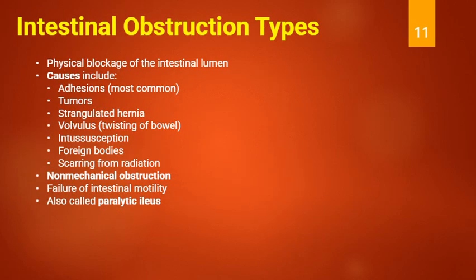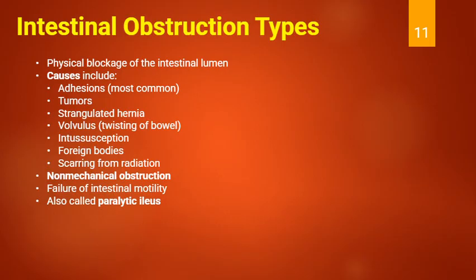There are two main categories of intestinal obstruction: mechanical and non-mechanical. A mechanical obstruction occurs when something physically blocks the intestinal lumen, which is the inside passageway of the bowel. Several conditions can cause this type of obstruction. The most common cause is adhesions, which are bands of scar tissue that develop after abdominal surgery, trauma, or inflammation. These fibrous bands can cause loops of bowel to stick together or become kinked. Other causes of mechanical obstruction include tumors, strangulated hernias, twisting of the bowel called volvulus, telescoping of one section of bowel into another called intussusception, foreign bodies, and scarring from radiation therapy.